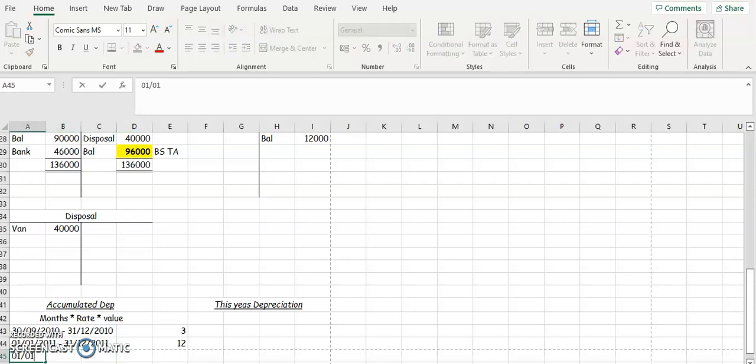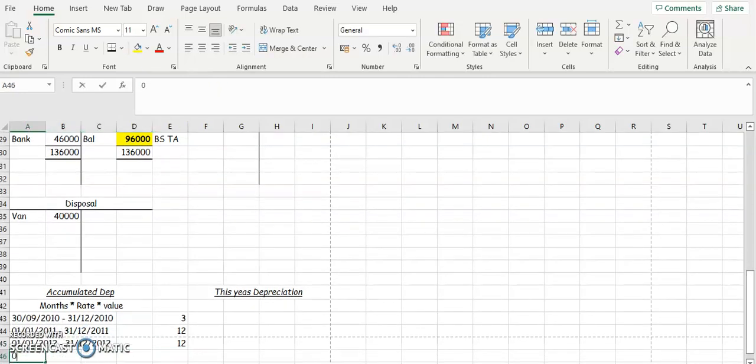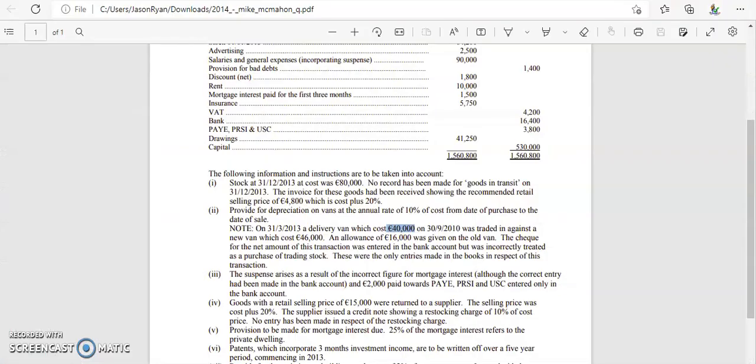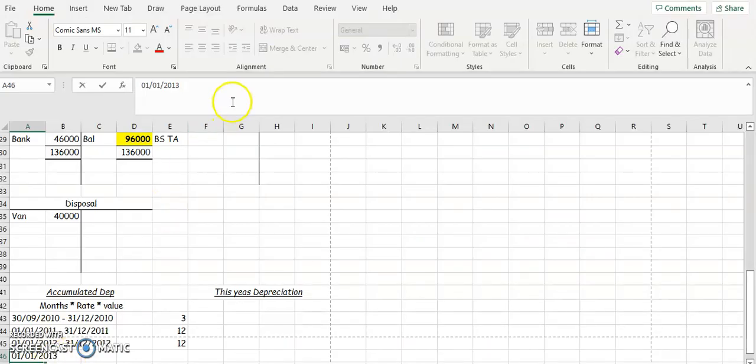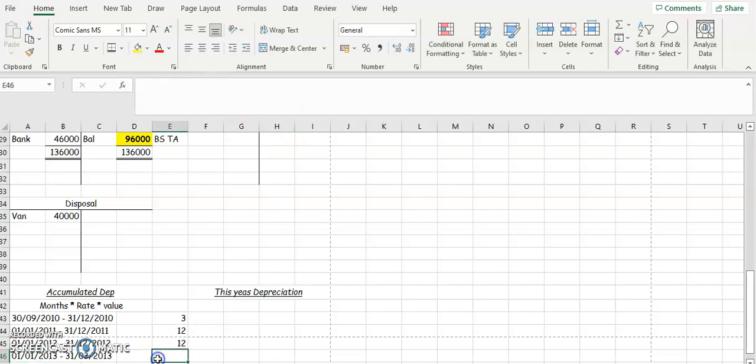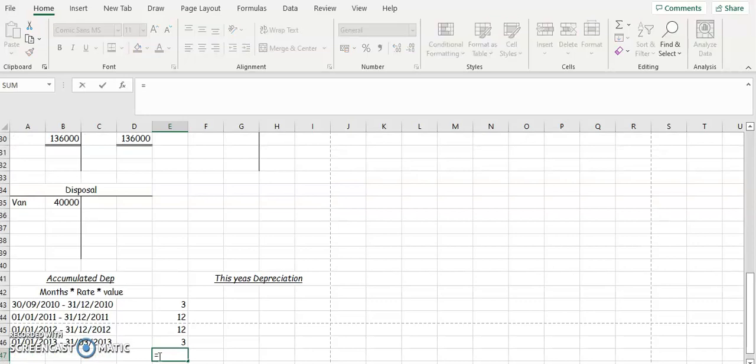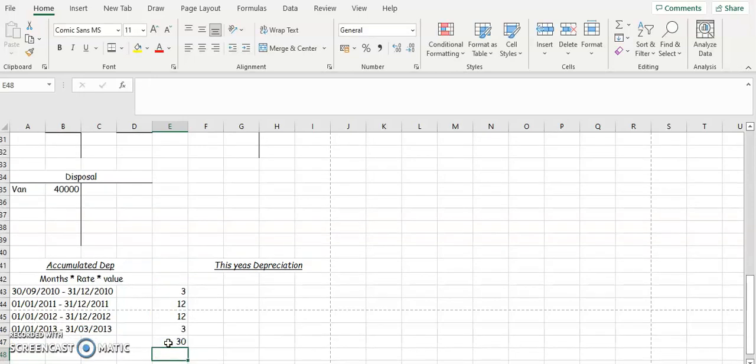Then the 1st of the 1st, 2012 to the 31st of the 12th, 2012. It's going to give me 12 months. Then I got the 1st of the 1st, 2013. I'm just going to check when we sold. So we sold on the 31st of the 3rd, 2013. So I got 3 months for that, the 1st of the 1st, 2013 to the 31st of the 3rd, 2013. So we're going to add these up to see how long we had it for. So how many months do we have this van for? So we had this van for 30 months.